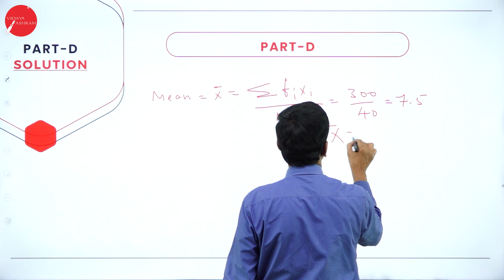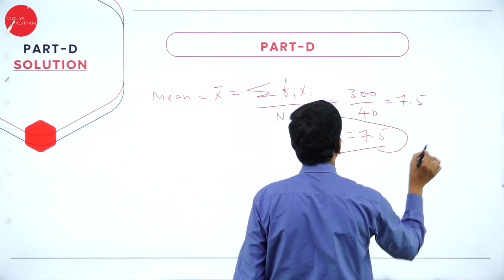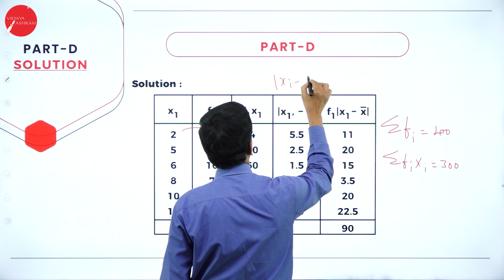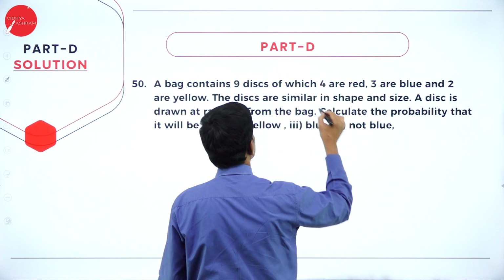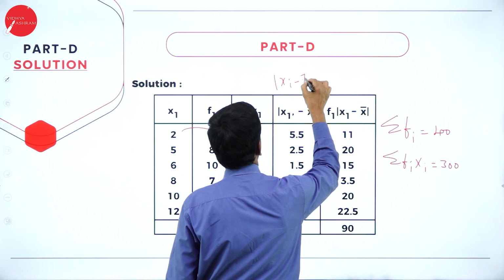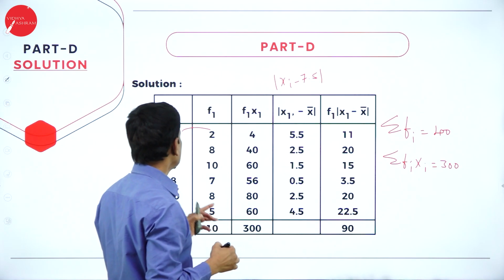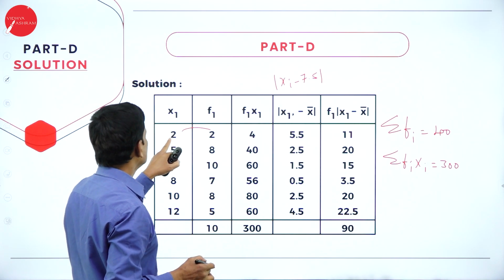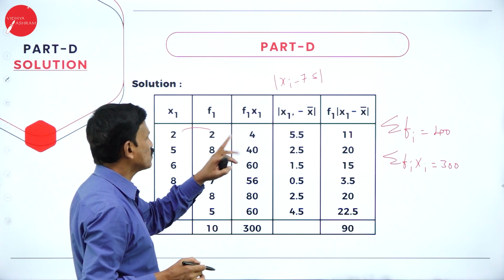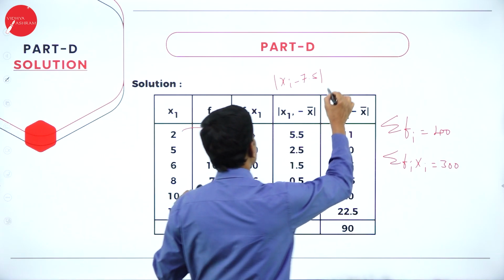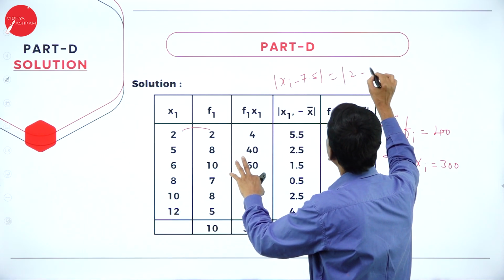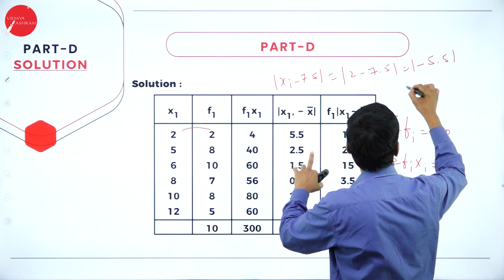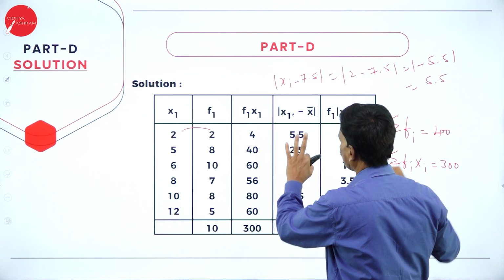So x bar is equal to 7.5. Now, xi minus x bar, under mod. What is x bar? X bar is equal to 7.5. So just subtract: xi minus 7.5. Under mod, that is 2 minus 7.5, which is minus 5.5. The modulus of minus 5.5 is plus 5.5.